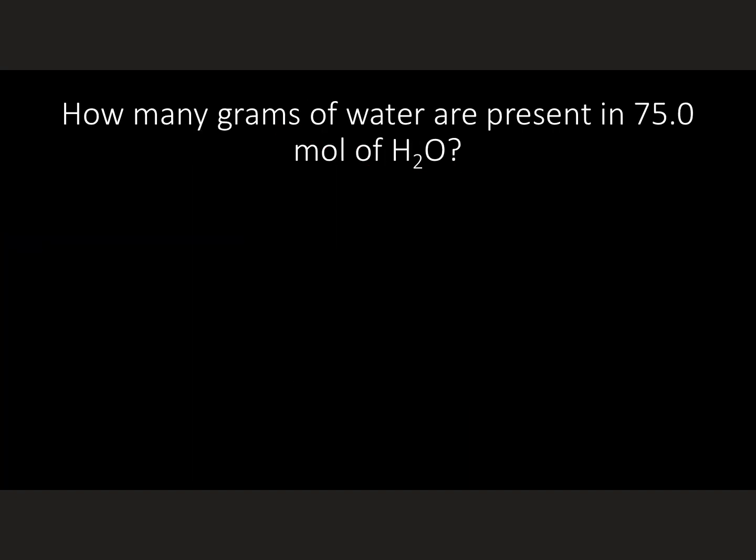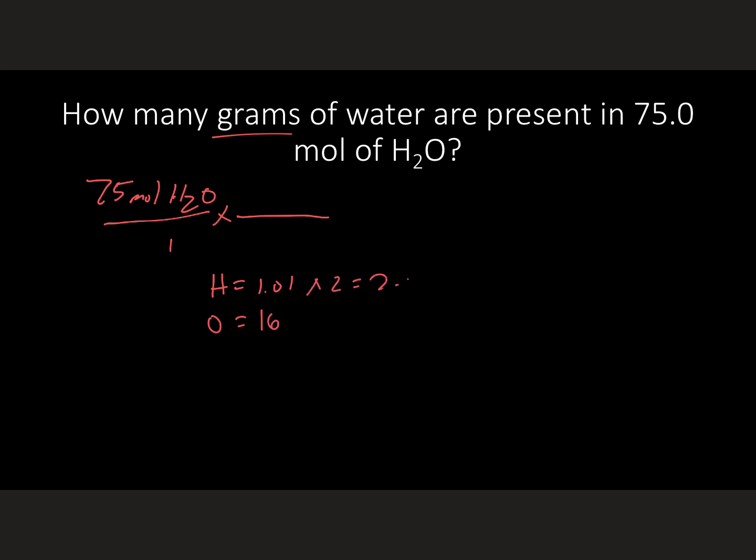How many grams of water are present in 75 moles of water, right? So we're starting, always write what you're starting with. You have 75 moles of water, and we want to go to grams, right? So I always put the first term over 1, multiply by, okay, and so what is the molar mass for H2O? So H is 1.01, oxygen 16, and we have 2 of these, right? So that's 2.02, and then 16, so you have 18.02 for the molar mass, right?